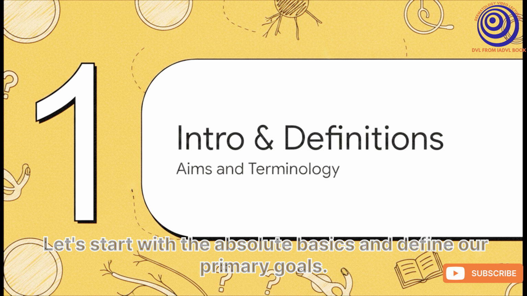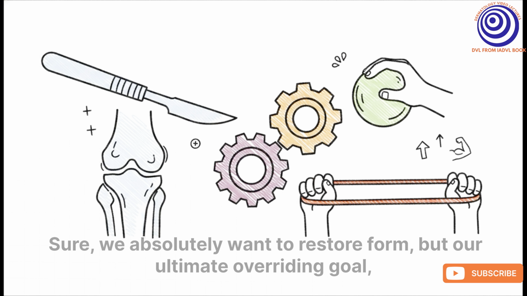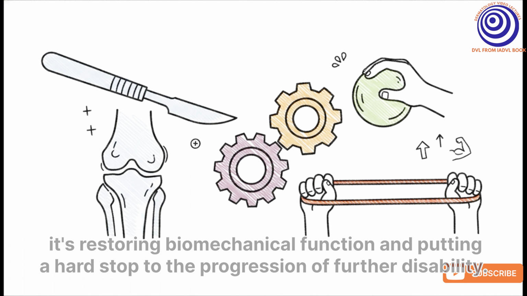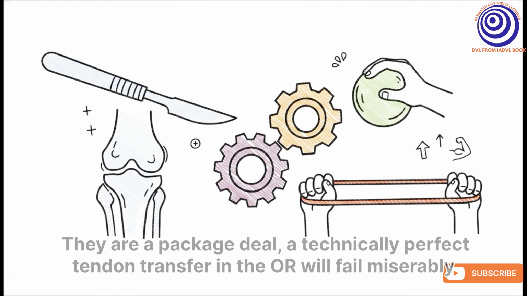Let's start with the absolute basics and define our primary goals. The crucial thing to remember here is that reconstructive surgery in leprosy is never just cosmetic. Sure, we absolutely want to restore form, but our ultimate overriding goal is restoring biomechanical function and putting a hard stop to the progression of further disability. And you really cannot separate the surgery itself from the rehabilitation process. They are a package deal.